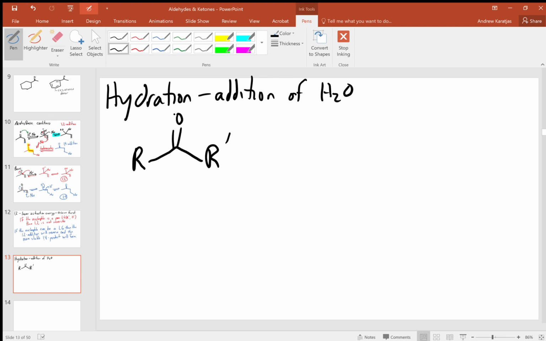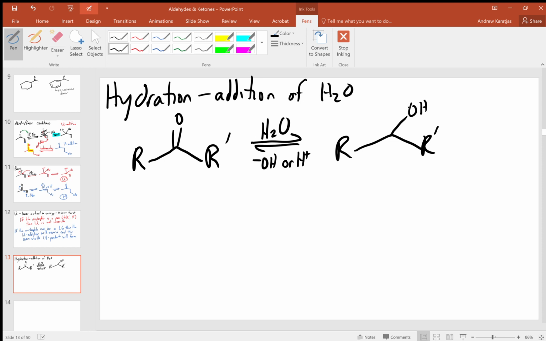So we'll just put these as R groups again to show it doesn't matter whether we're talking about an aldehyde or ketone. This reaction is done with water, of course, and can be done with either acid or base. And as a result, the product that can be formed is known as the hydrate. And we'll look at the mechanism in a minute.